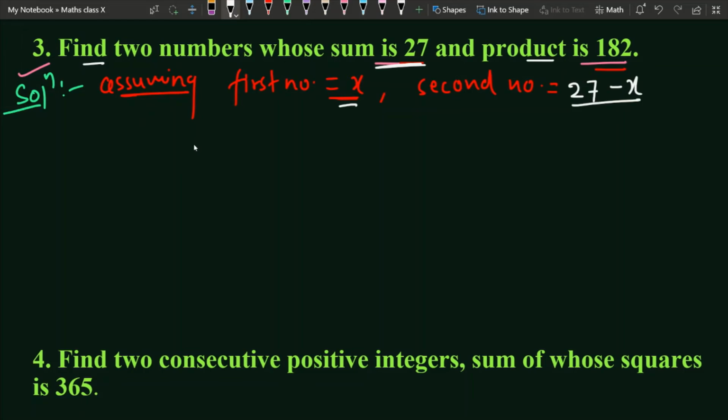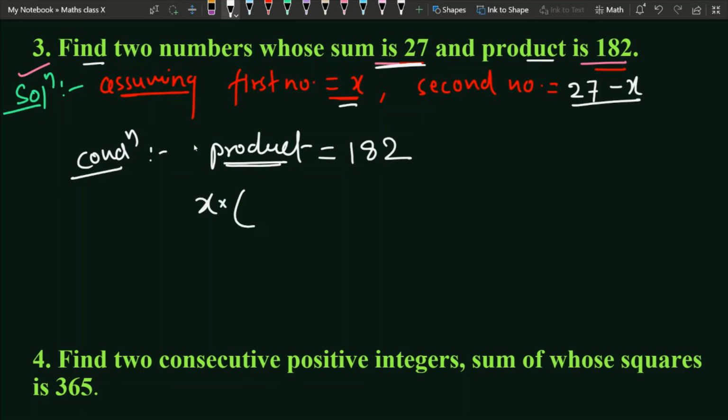Now their product is 182. The condition given is the product. What is the meaning of product? Product means the multiplication of these two numbers itself. Product is 182. Just multiply these two terms. x multiplied with 27 minus x, you will get 182. 27 into x is 27x, and minus x into x is minus x square, equal to 182.